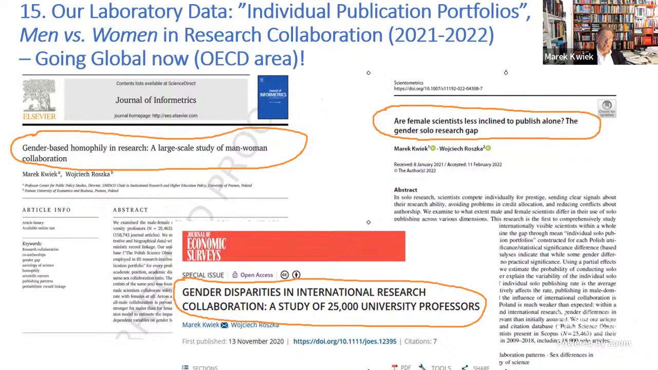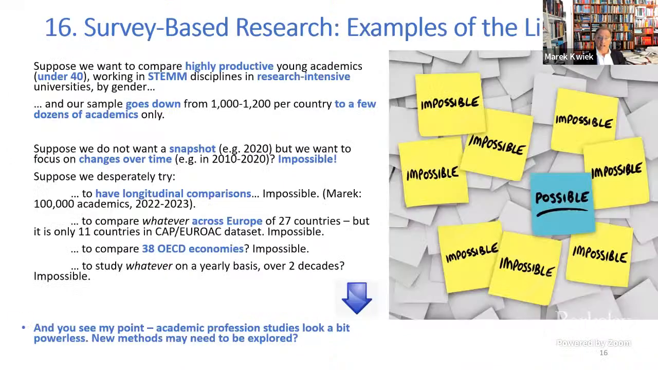And we studied men collaborating with men and women collaborating with women. We also discussed solo research and how men and women work differently in solo research. We also discussed gender disparities in international collaboration. But now the new themes ongoing right now are OECD area. We are studying 38 countries, the whole OECD area.